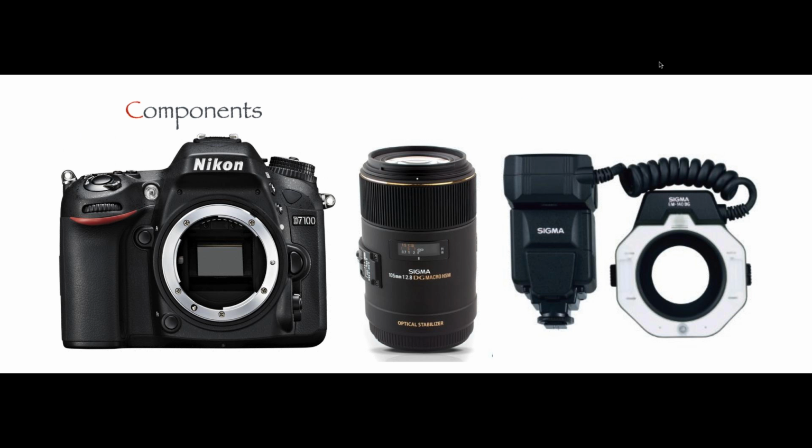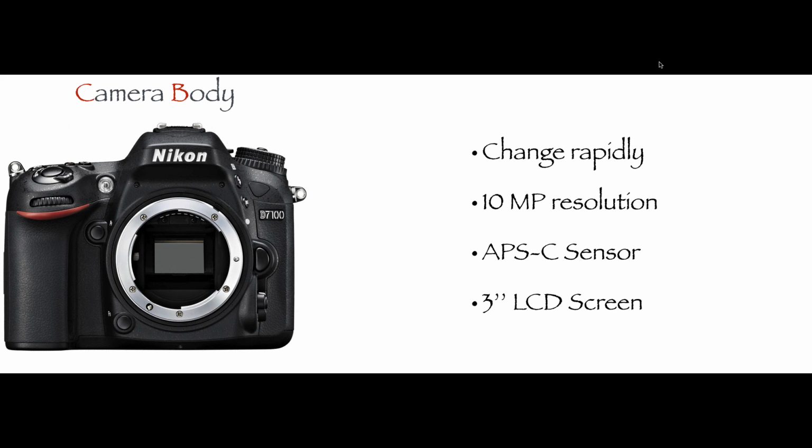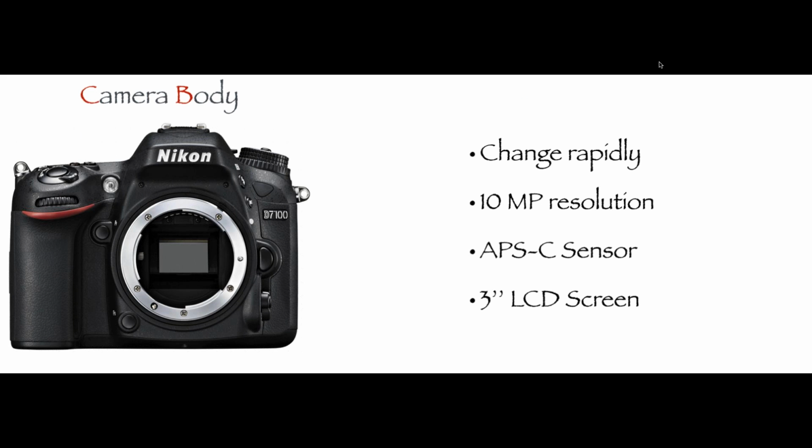These are the components of the camera: the body, the lens, and the flash. Now, the bodies of the camera change rapidly every single day, every single month. You have new things, like anything in technology. Every day they're updating them, but that doesn't mean that you have to go crazy and buy the most expensive camera, or that you really have to buy a very sophisticated camera.